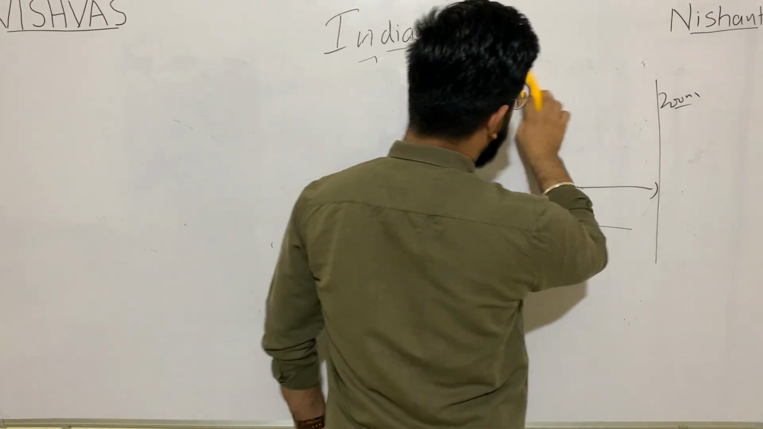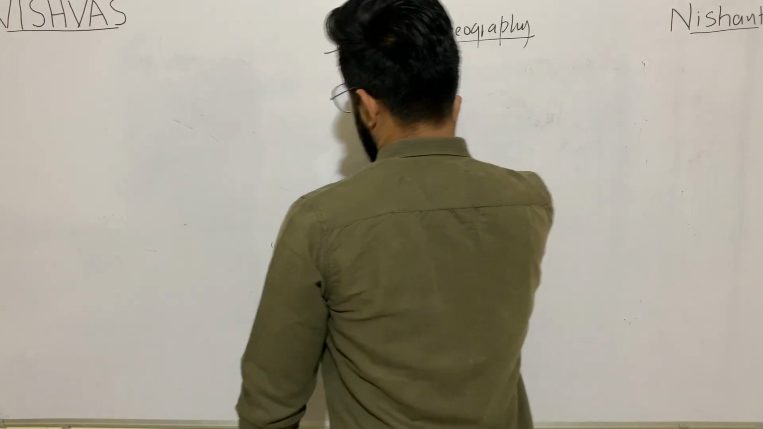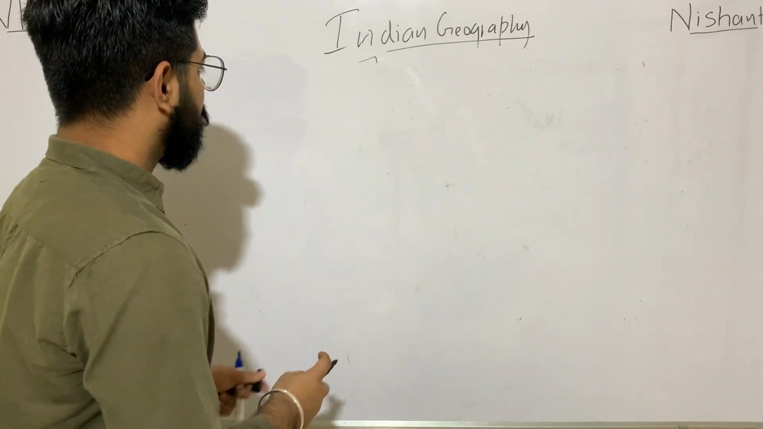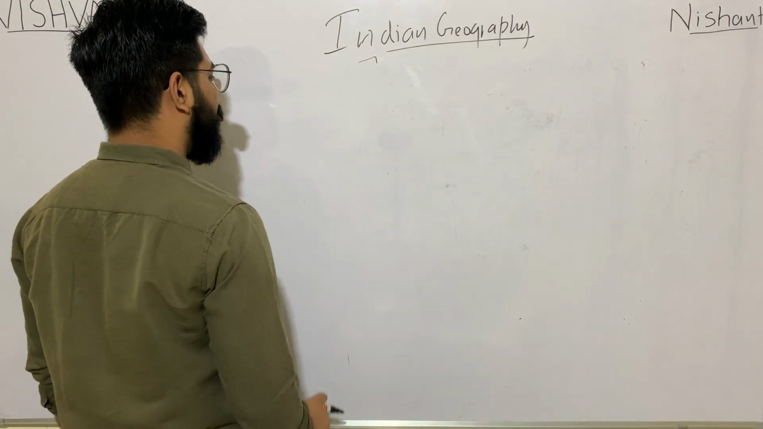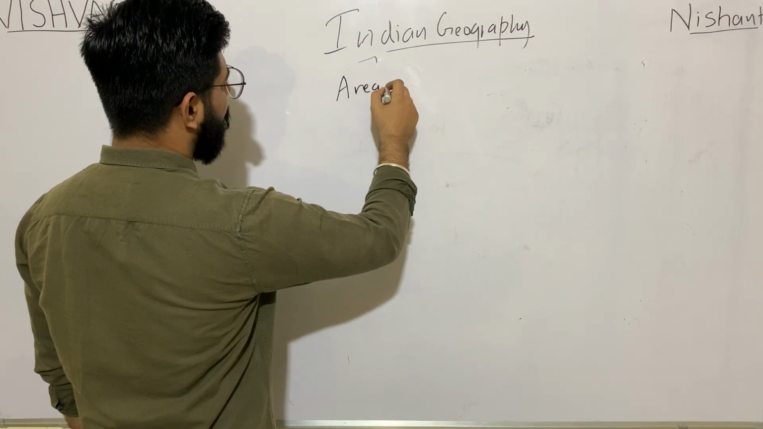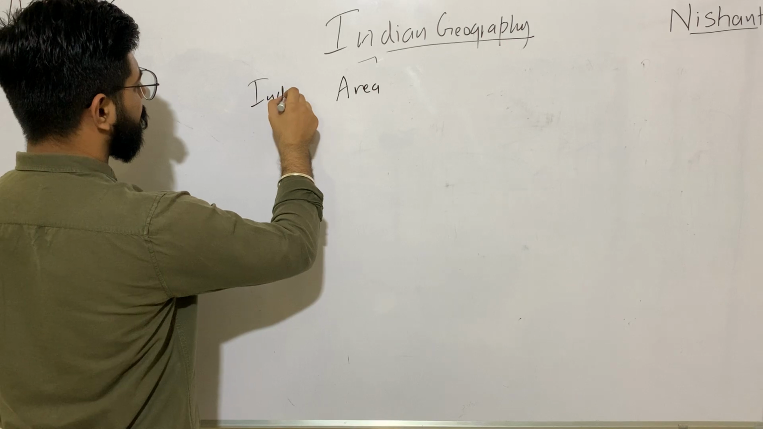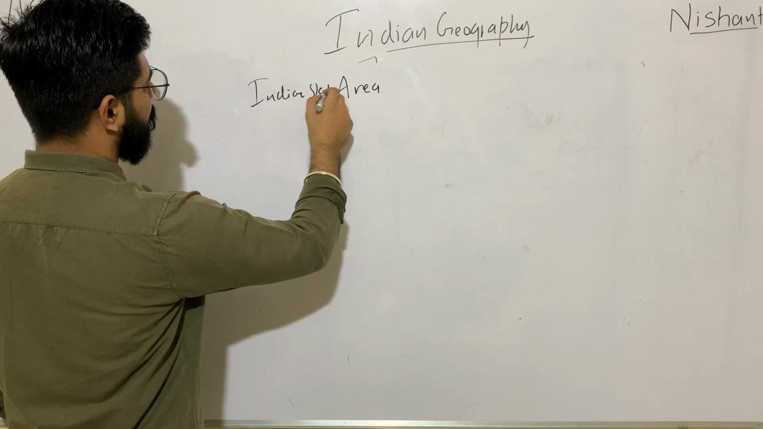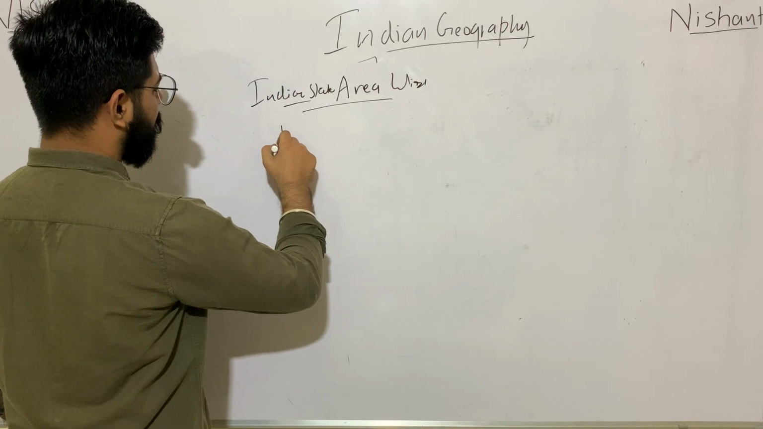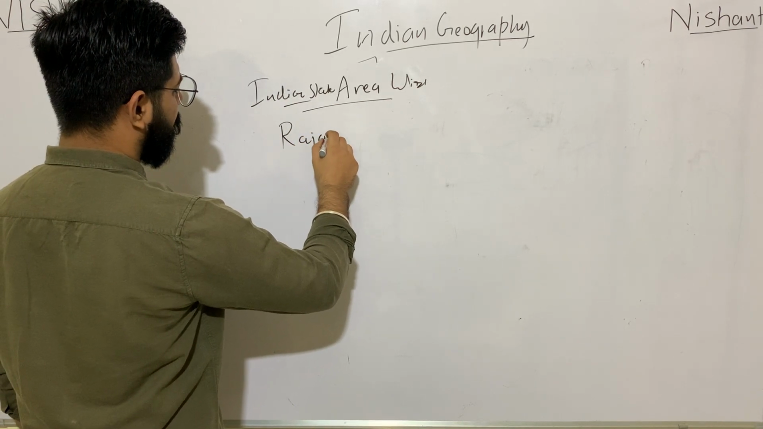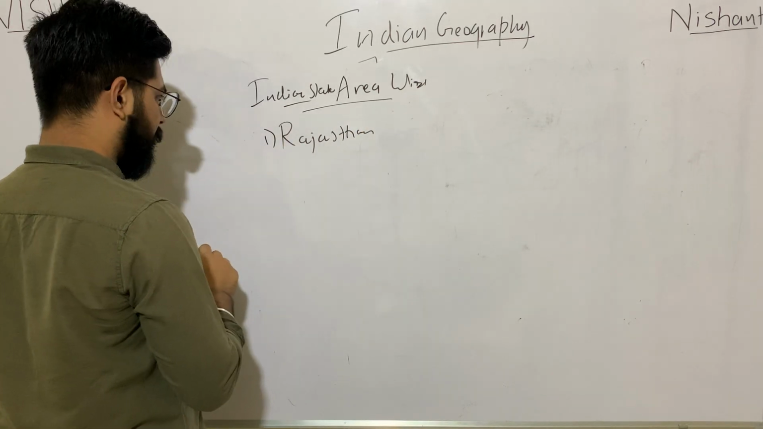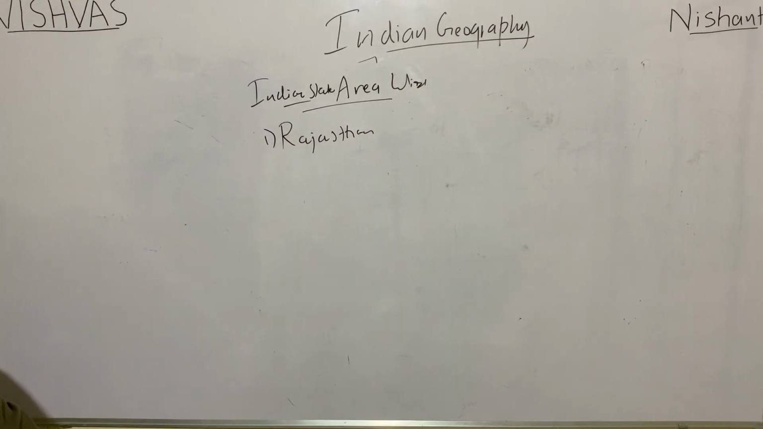Now, we have studied the countries area wise. Now we'll study the Indian states area wise. The first is Rajasthan.